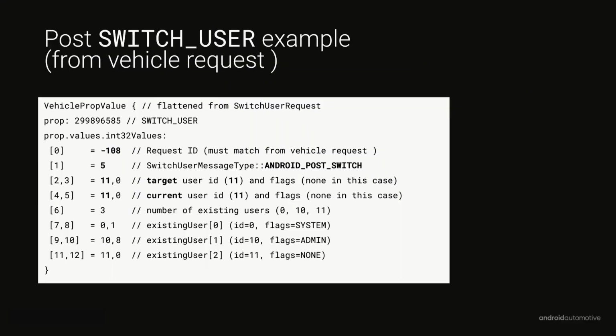So the request ID in this case is going to be this minus 108, or whatever ID was sent by the Hall. And then the type is Android post switch again. So it's the same post switch that we saw in the previous example. And then the target current user is 11, meaning the user succeeded. So pretty much from the Android post switch point of view, this is the same. It doesn't matter if it was requested by the modern workflow or by car itself, but the user Hall would know based on the request ID.